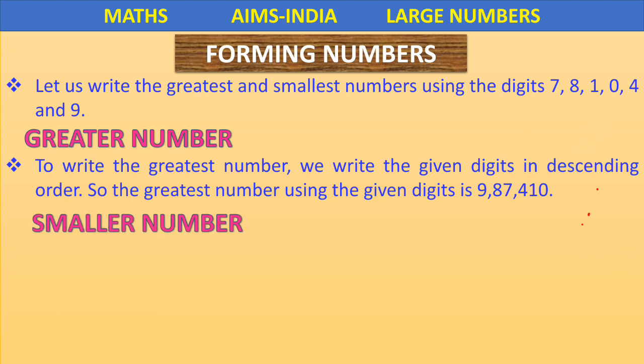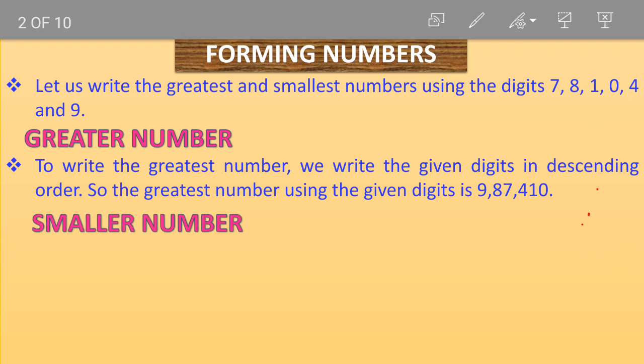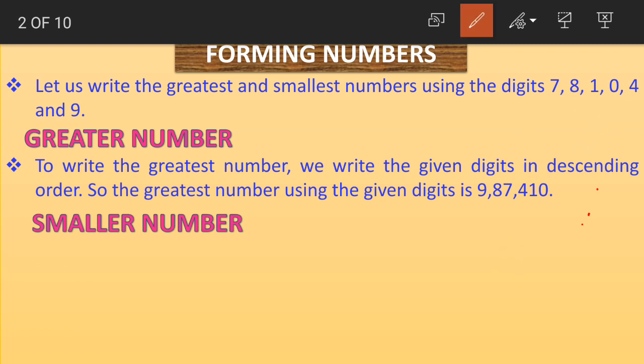Moving on, now we have to write the smallest number. Now what did we do for the greater number? We chose the greatest number from the given digits, which was 9. But in smallest numbers, we do the opposite. We choose the smallest number of the given digits. Now among these given digits, which is the smallest digit? 0 is the smallest digit.